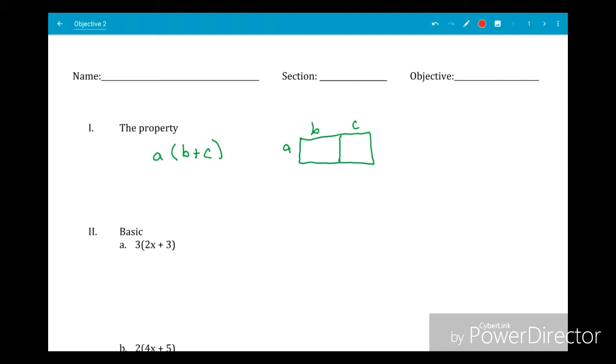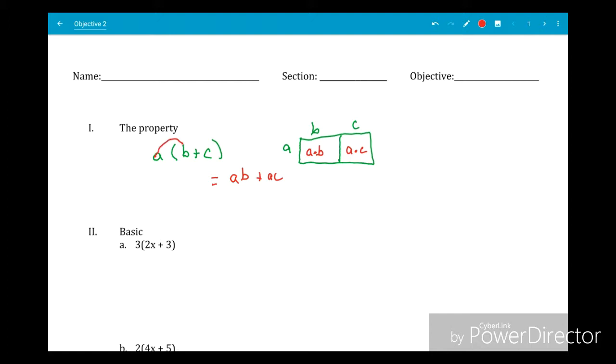the area here. The other way to figure out the area, say, well, this small rectangle has an area of A times B. This other small rectangle has an area of A times C. I can figure out those areas individually and then add those areas together. So basically, I can get AB, or A times B, plus A times C. This amounts to what the distributive property is.